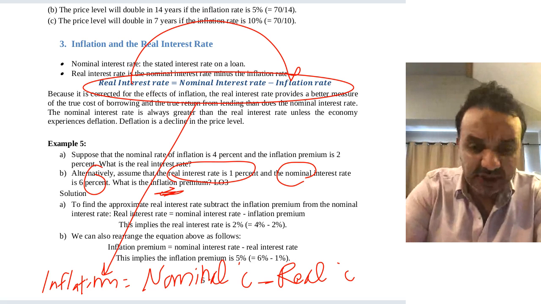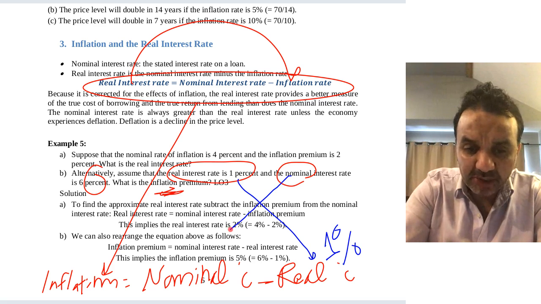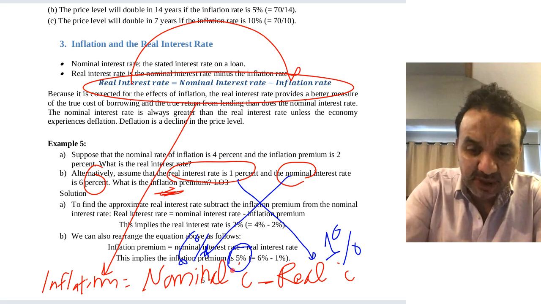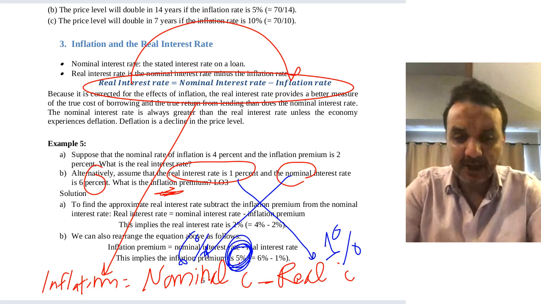So if this is the case, let's see what we have in the question. The real interest rate is 1%, and the nominal is 6%. So 6 minus 1. This means inflation equals 5%. Okay.